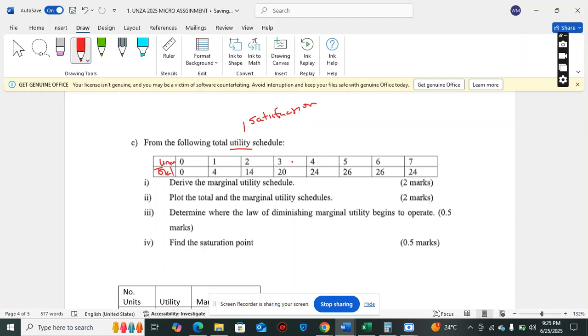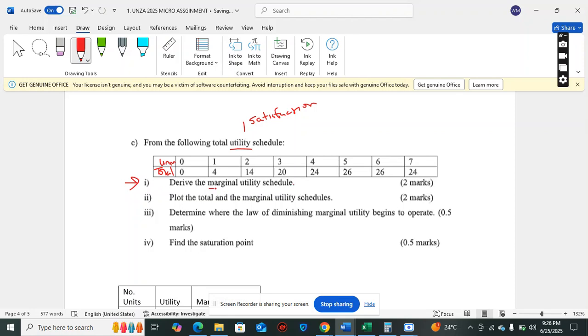Okay. The top row, number of units consumed. Bottom row, total utility. You eat one of this good, your utility is 4. You eat two, your utility is 14. You eat 3 units of this good, your utility is 20. Obviously, the more you're consuming this good, your satisfaction is increasing. All right. So the first part, they tell us derive the marginal utility schedule.